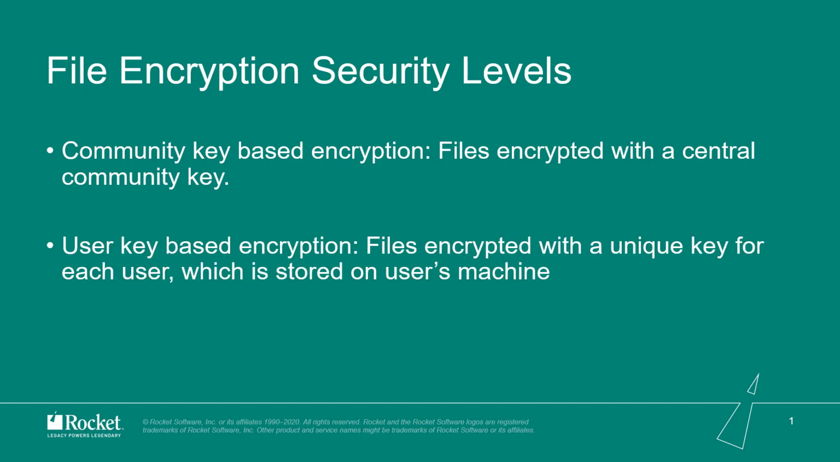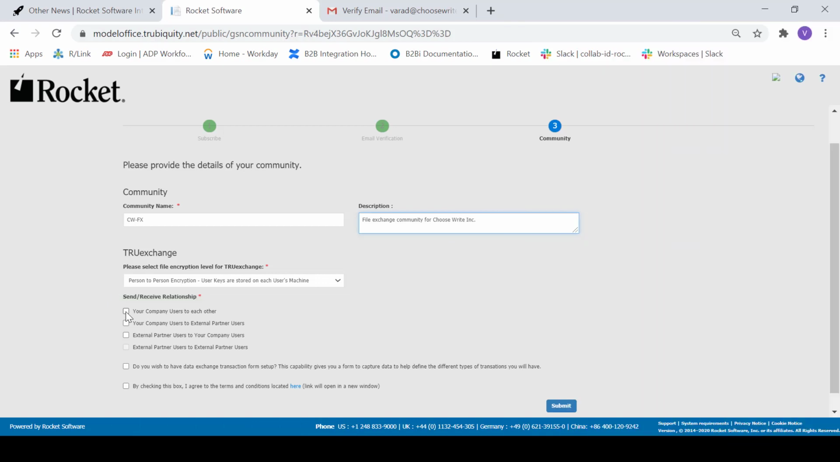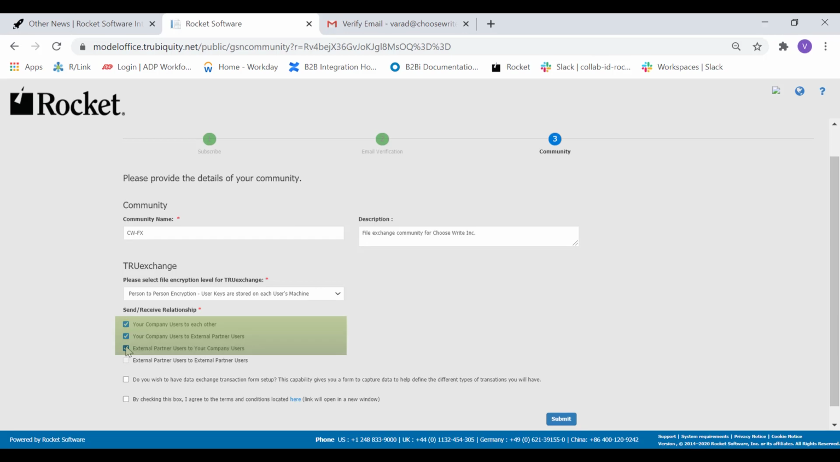TRUexchange will prompt a new user to generate a key when they first log in, and this unique key is stored on the user machine. The next step is choosing one or more of the send-receive relationships to specify how files can be exchanged. Here, we'll select the first three options.